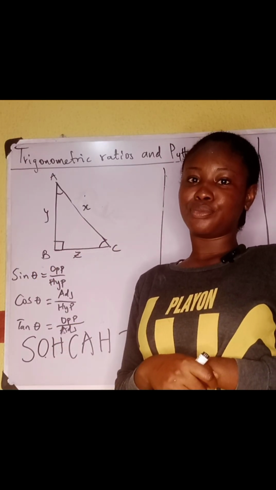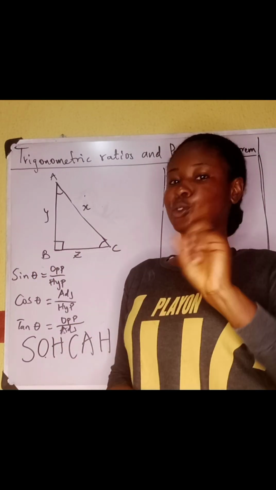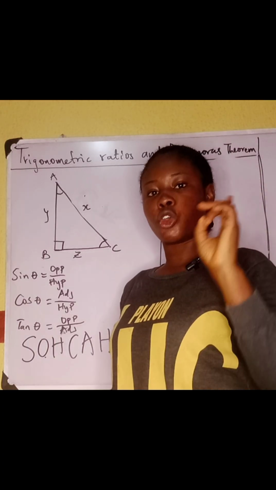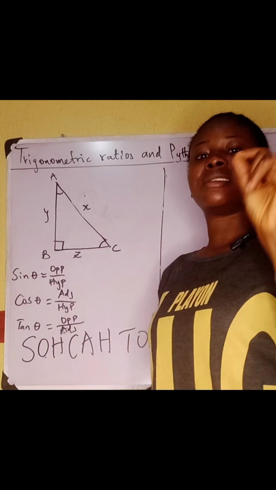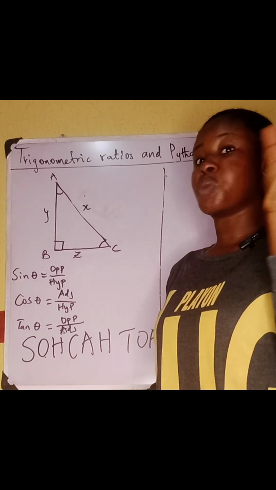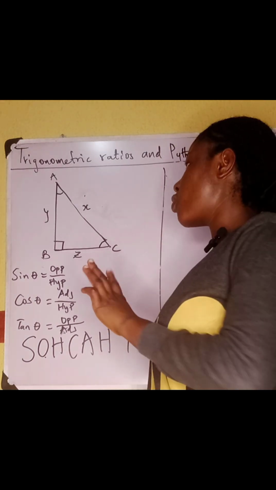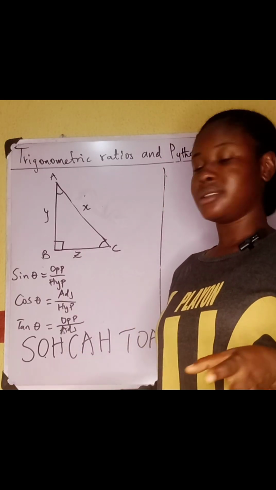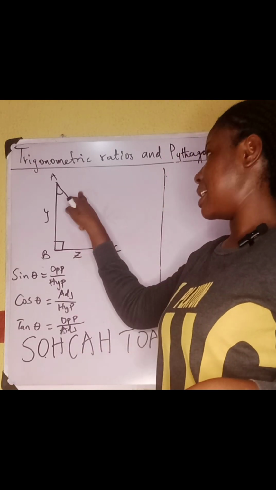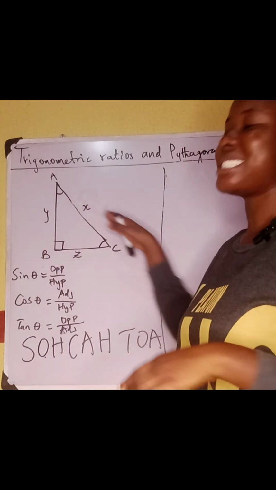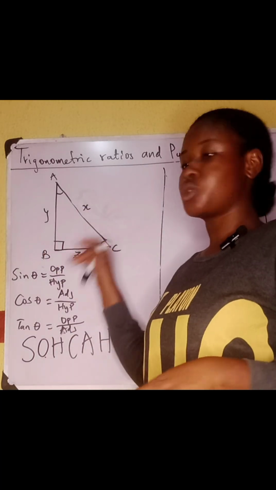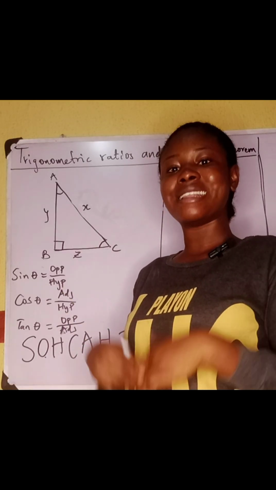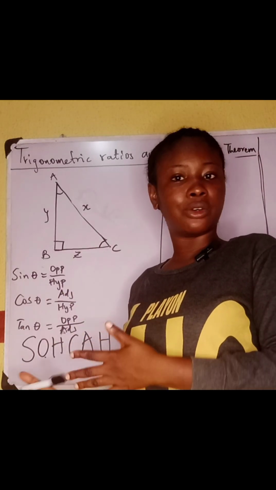Can you guess? No, you should not guess. How do you locate your adjacent or your opposite? You locate it depending on the position of the angle. There is no permanent side, unlike the hypotenuse that has a permanent side, it's always the slanted side. But for the other two, they can be opposite, they can be adjacent. It depends on the position of the angle.